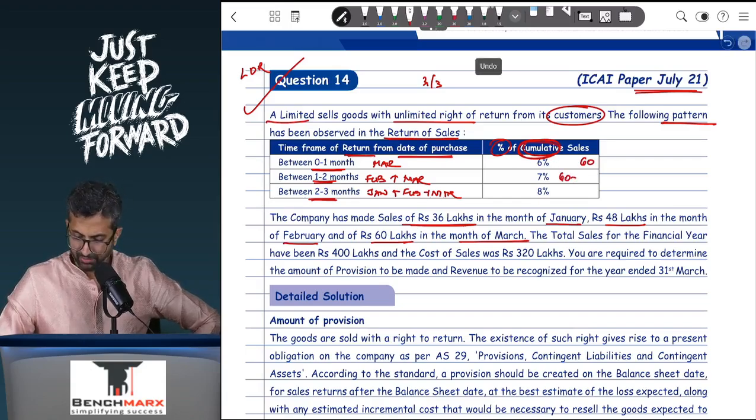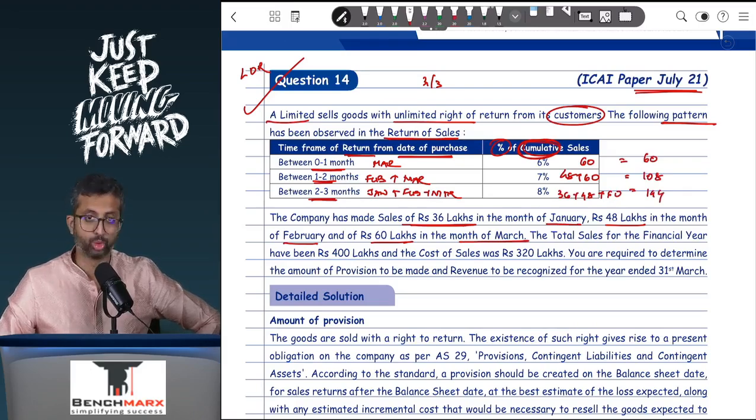or rather if I take February first, this is 48 plus 60. And if I look at January, February, March, this is 36 plus 48 plus 60. And hence the cumulative sales will be 60 over here, 108 over here, and probably 144 over here.